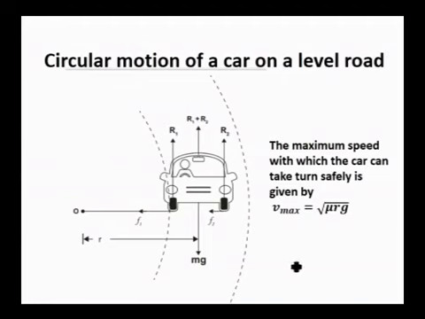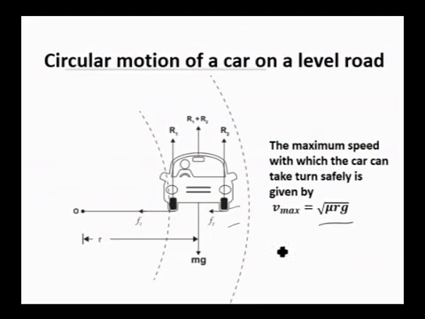So, circular motion of the car on a level road. Notice, when the car is moving on the road, there is wear and tear with respect to the tire and this particular road. The friction is helping the car to actually move, but when it is taking a circular path, the maximum speed with which the car can take a turn is given by V max is equal to square root of mu r g.